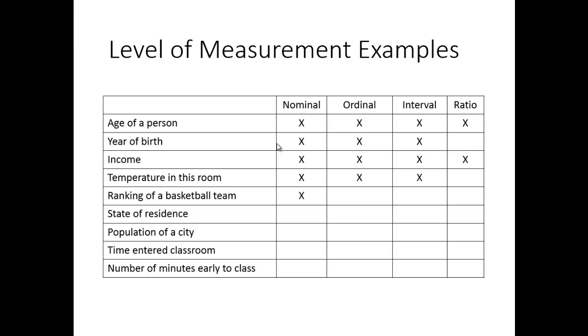Next one, we do rankings of a basketball team. This is certainly nominal here. So you could have all the teams ranked second, all the teams ranked 8th, all the teams ranked 12th, and so on. You could do ordinal. A team ranked 3rd should be better than a team ranked 22nd.